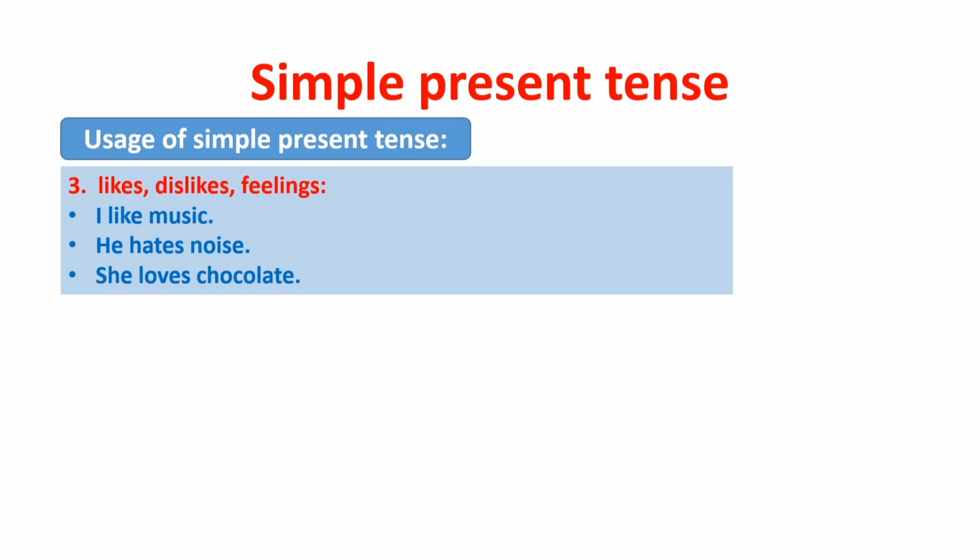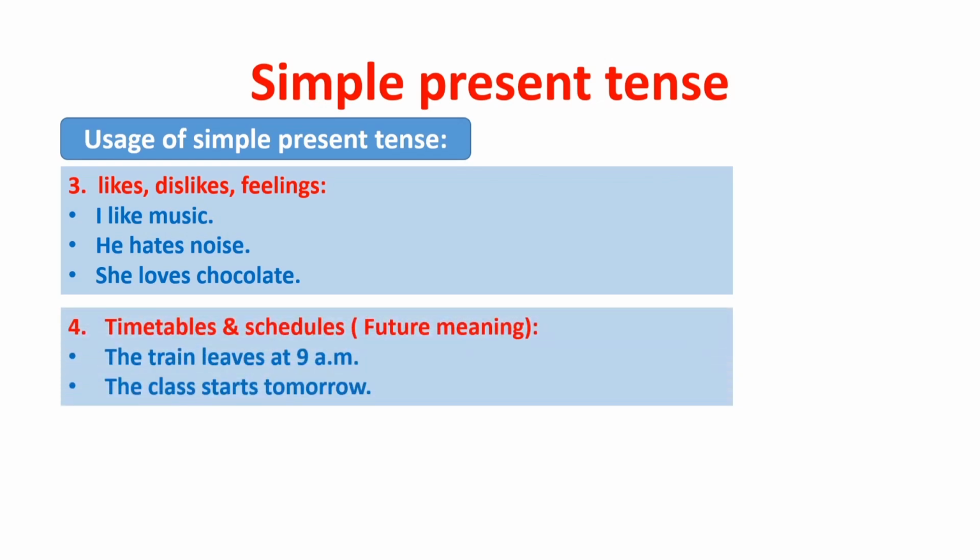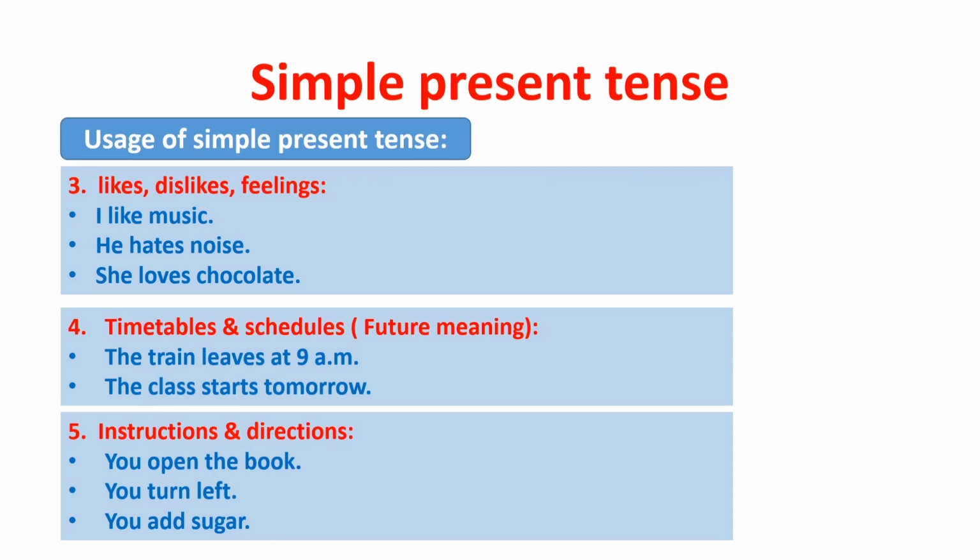She loves chocolate. The fourth one, timetables and schedules, with future meaning, when there is a specific time or a specific plan for something. The train leaves at 9 a.m. The class starts tomorrow. So these are specific dates that we have planned already, and that's why we are using the simple present tense.